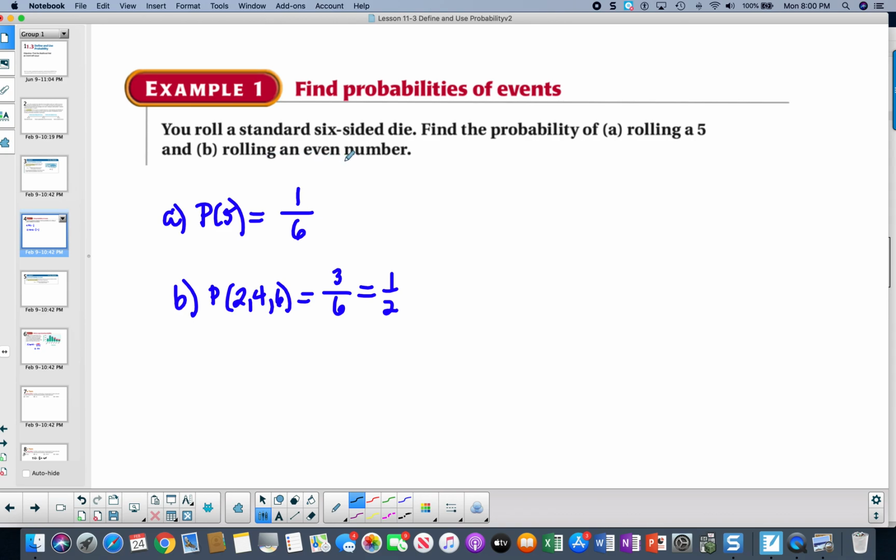What is the probability of rolling an even number? Well, an even number could be 2, 4, and 6. So the favorable is 3, the total is 6, and so the probability of rolling an even number is 1/2.